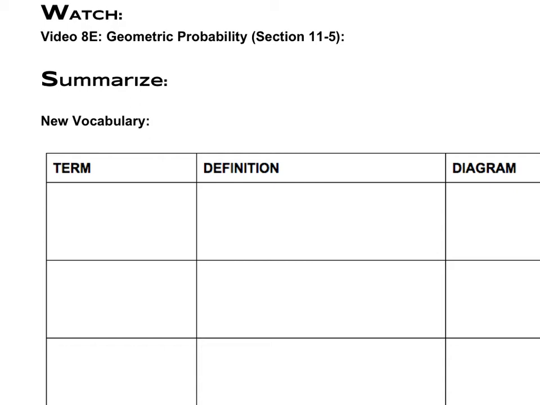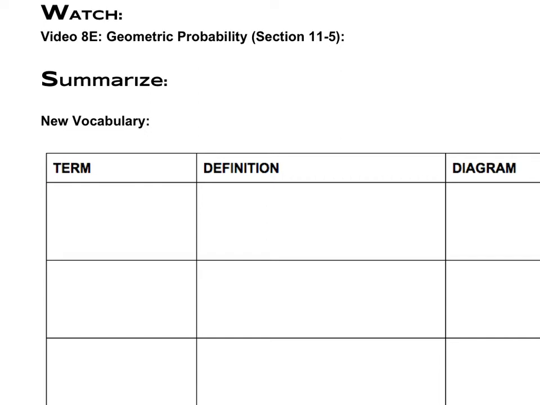This is the last of the required viewing videos for our two-dimensional area unit. And we're going to be talking about geometric probability in this section, and this is section 11.5 from your textbook. So the new vocabulary that we need here, first of all, is what is geometric probability?